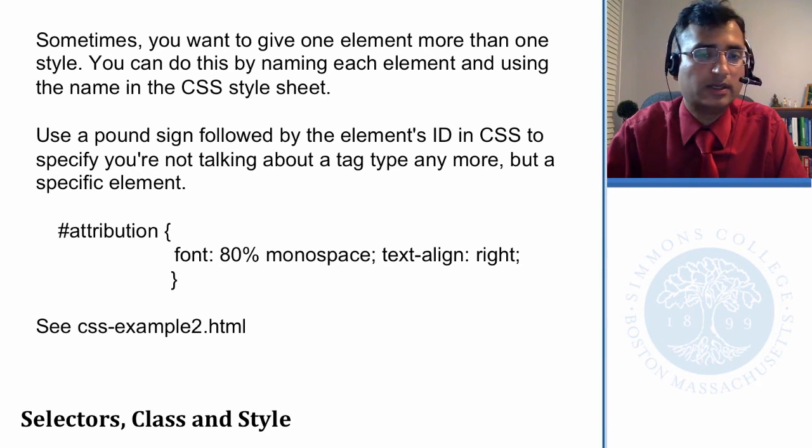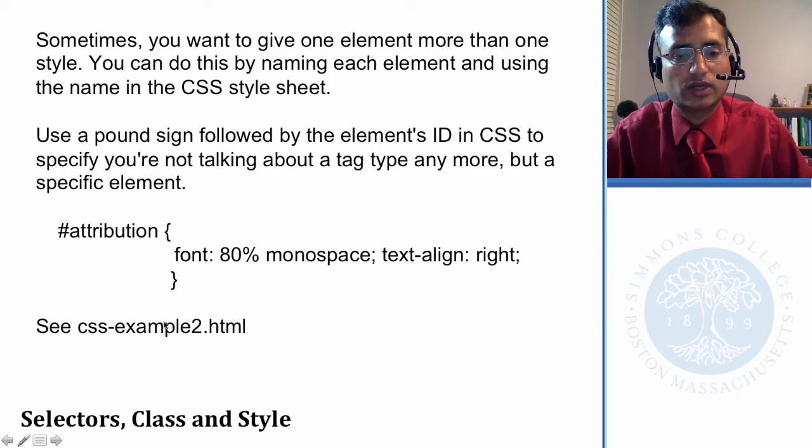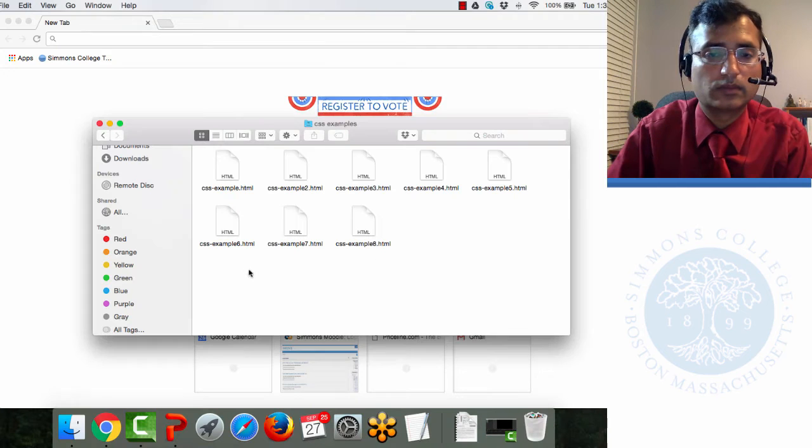And here the IDs need to be unique in the HTML, so you can't repeat the same ID on one page. So this technique is best when you have a style you want to apply to only one element on the page, and it doesn't matter what element that is. It could be a heading 1, a paragraph, or a table cell, or anything else. Okay, so let's look at one more CSS example.